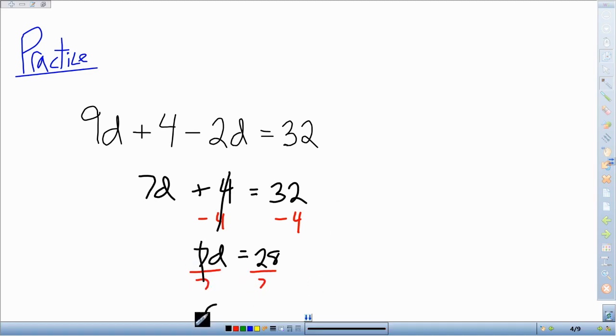And it looks like these are nice and clean problems, right? These don't always divide evenly. Sometimes we'll get a decimal or leave it as a fraction, but it does divide. So we're getting d equals 4.